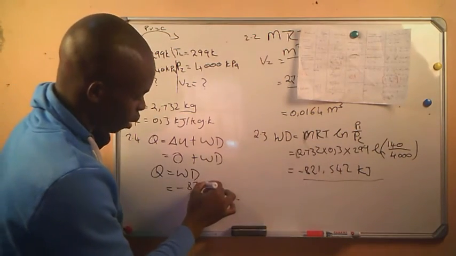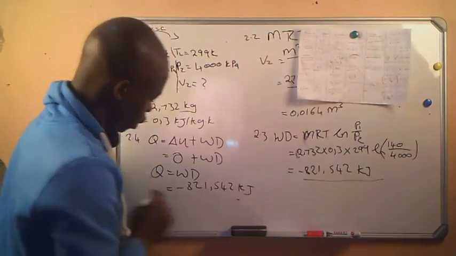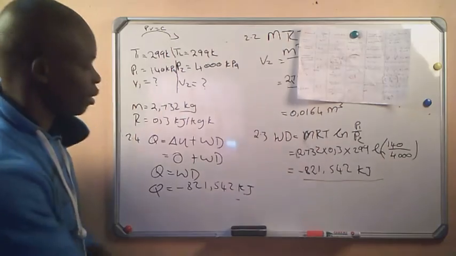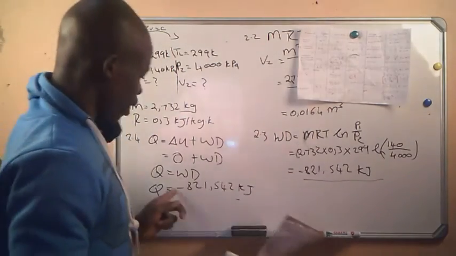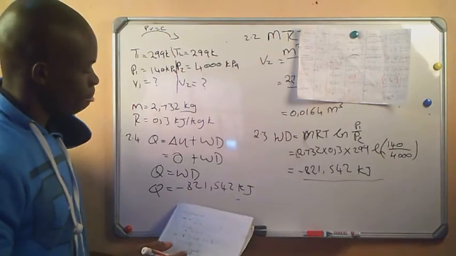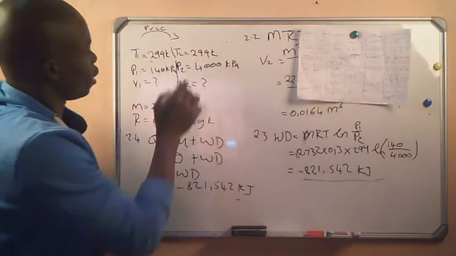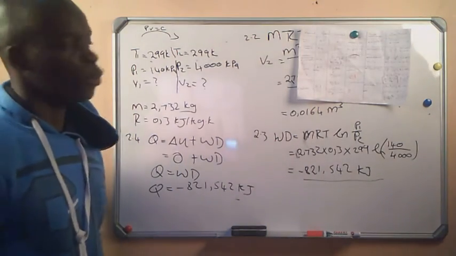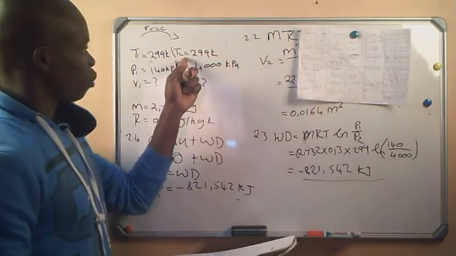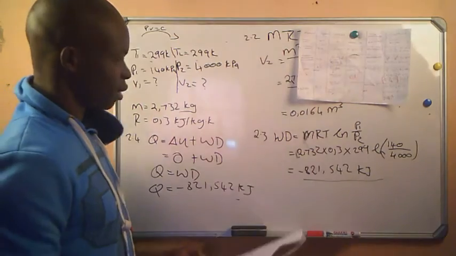And since we have calculated work done already, we can just insert the number here and write it in kilojoules. This is our Q. The minus sign represents that the heat was lost. As we can see, the temperature wasn't allowed to increase. So every heat that was supposed to increase this temperature was lost.